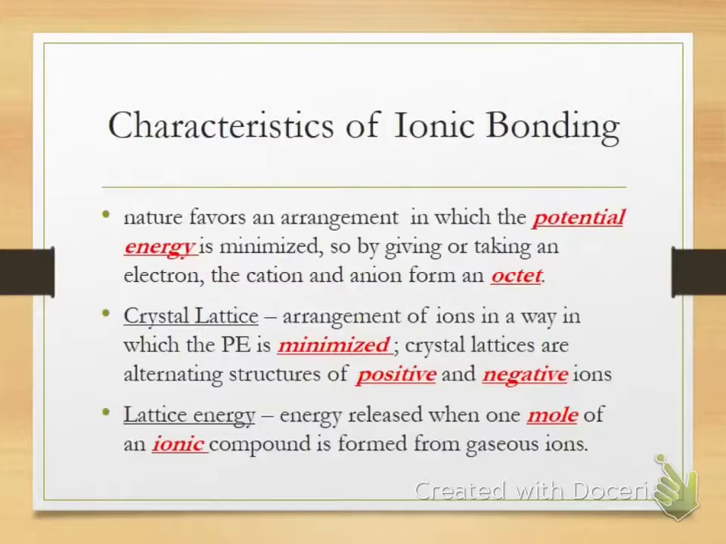Characteristics of the ionic bond. Again, nature likes things with the lower potential energy. The atoms that are participating in an ionic bond will either give or take so that they can form an octet. Okay? They form a crystal lattice, which is the arrangement of that positive-negative alternating structure. And then lattice energy is the energy released when you break it down.